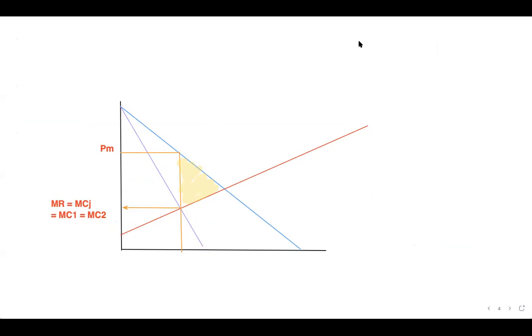This is hopefully a familiar diagram. The area up here, right below the demand curve and above the price charged by the monopoly, is going to be the consumer surplus, right? And the producer surplus is going to just be this area here, which is below the price and above the joint marginal cost, right?